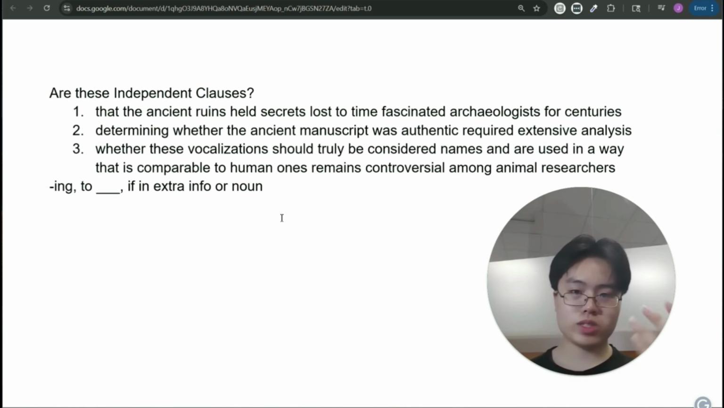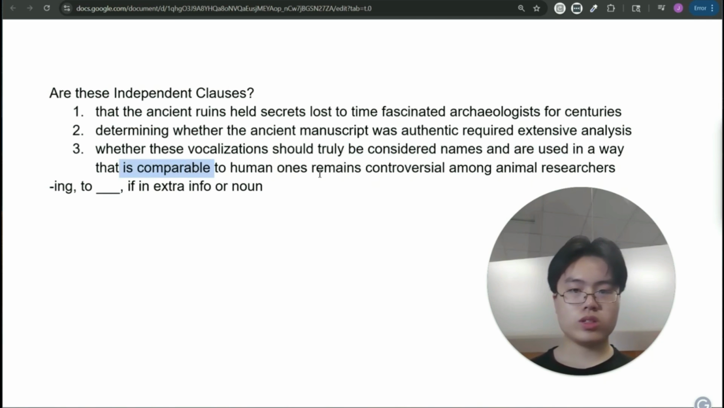Count how many verbs there are, and have a number in your head. I'm going to go over this. So whether these vocalizations should truly be considered. Okay, that's a verb. I count this as one verb, by the way. It's just one thing. So truly be considered, that's one verb. That's an action. And are used, again, are, be, is, was, those are all verbs. So are used is another verb. So we have three so far.